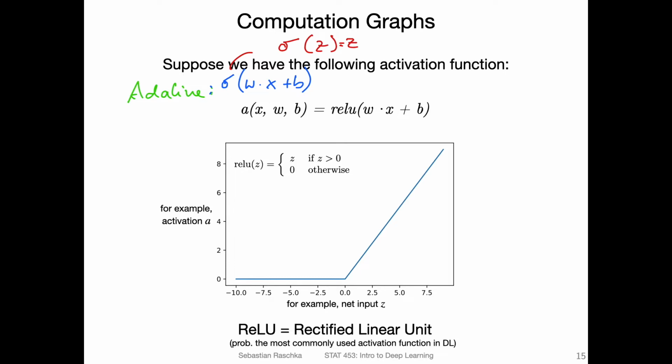So to make it a little bit more interesting, we are now taking a look at this ReLU function. So in this case, the sigma, the activation function, is this ReLU function that I have written down here. The ReLU function in the context of a neural network usually takes the net input. You can think of it as the net input. And we will revisit the ReLU function also in a later lecture and also talk about why it is so commonly used in deep learning.